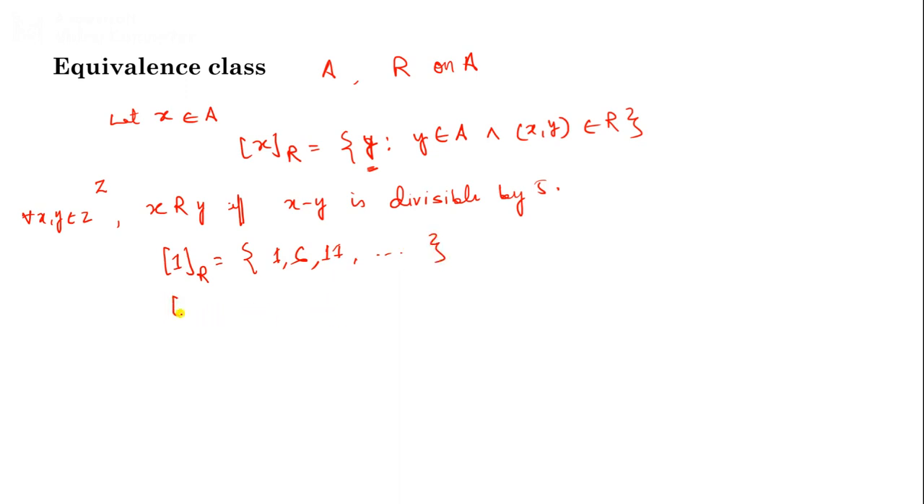Similarly, the equivalence class of 2 with respect to the relation R is 2, 7, 12 and so on.